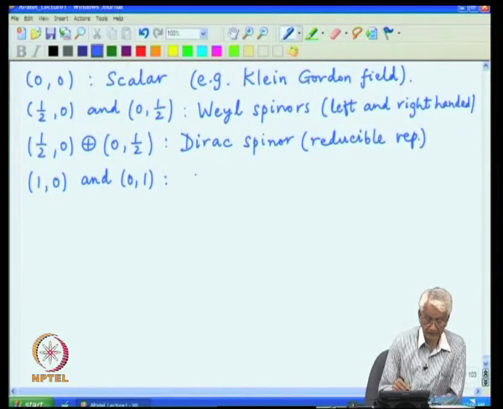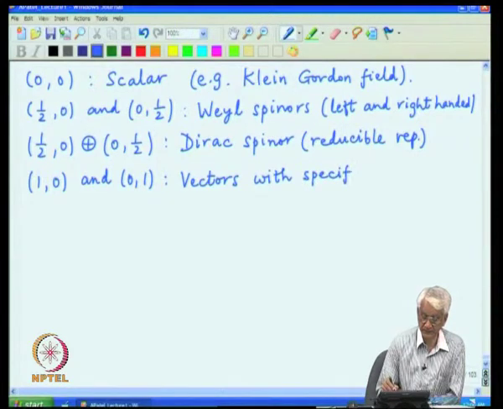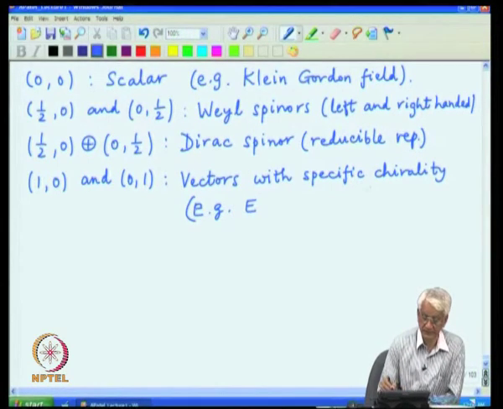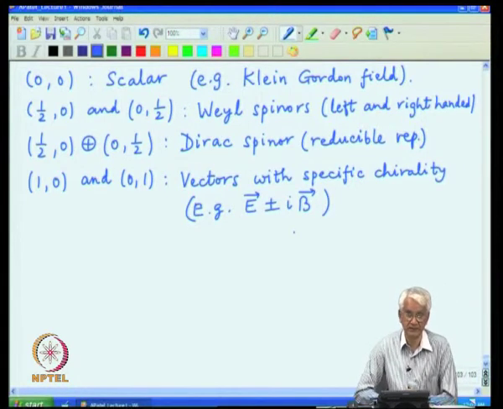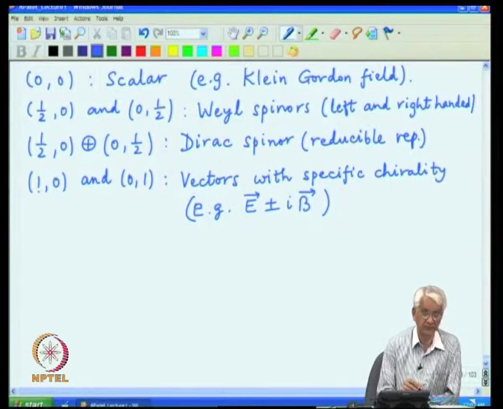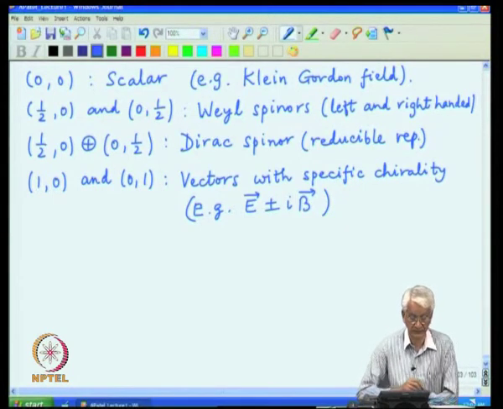For example, these are vectors with specific chirality, and those components we know from electromagnetic waves, that one can have circular polarizations of the wave with specific chirality, and they can be described by the two pairs E plus or minus i B. These make up 6 components, and by separating in these two particular parts, if one picks only one sign, they will belong to say one part which is (1,0), the left handed or left circularly polarized photon, and the E minus i B then becomes a right circularly polarized photon.